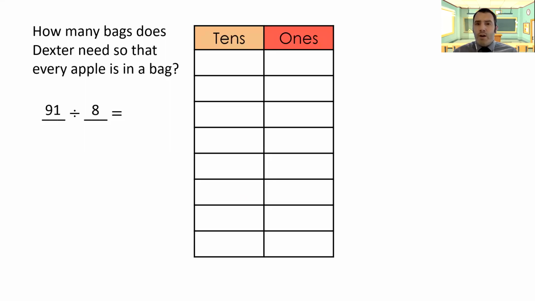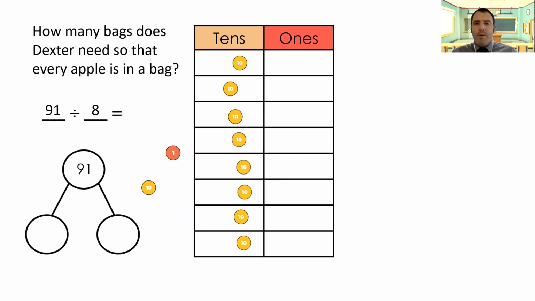So we're going to use our grid again. I've got 8 rows this time to show that I'm packing them into bags of 8. I've got my 91. So I've got my tens and my ones. So I've got my 90, I've got 9 tens, and I've got 1 one. I'm going to share my tens first. So I can share 8 of them, and I need to exchange 1 more because I can't share 1 ten across 8 rows.